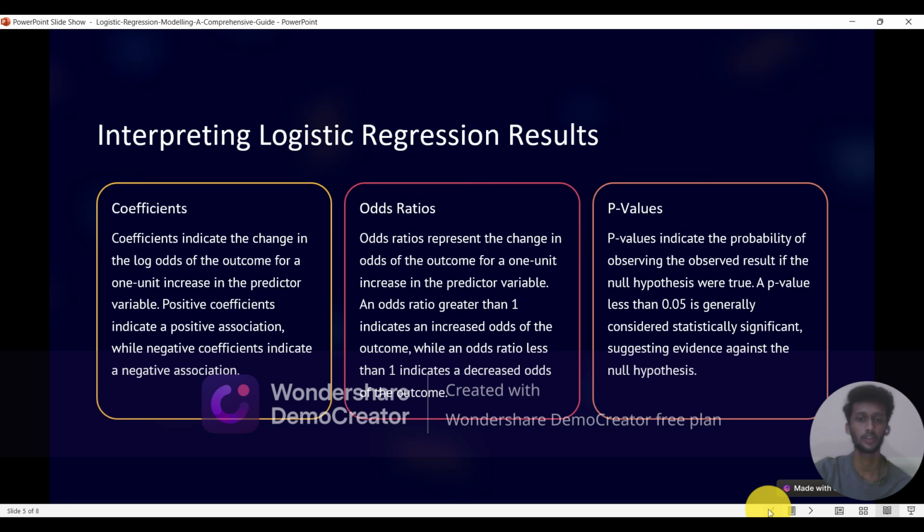Odds ratios. Odds ratios represent the change in the odds of the outcome for a one unit increase in the predictor variable. An odds ratio greater than 1 indicates increased odds of the outcome, while an odds ratio less than 1 indicates decreased odds of the outcome. P-values. P-values indicate the probability of observing the observed result.